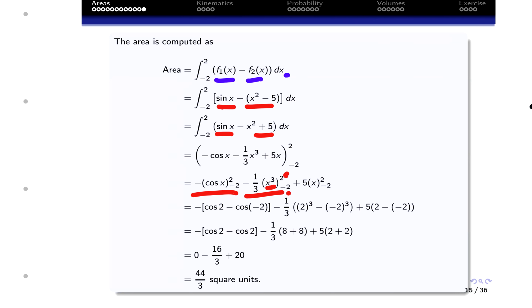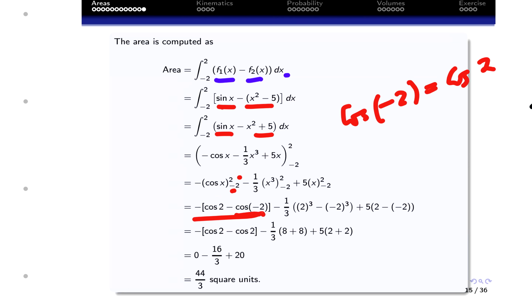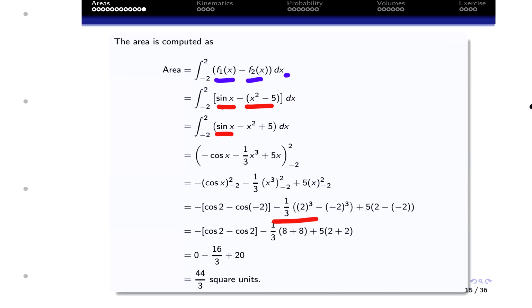So here you have minus cos 2 minus cos minus 2, like that. Don't forget, cos is an even function. And what that means is that cos of minus 2 is the same thing as cos 2. I talked about this when we were talking about types of functions, right? So you have minus 1 over 3 into 2 cubed minus minus 2 raised to power 3 also. And then you have 5 into 2 minus minus 2, like that.